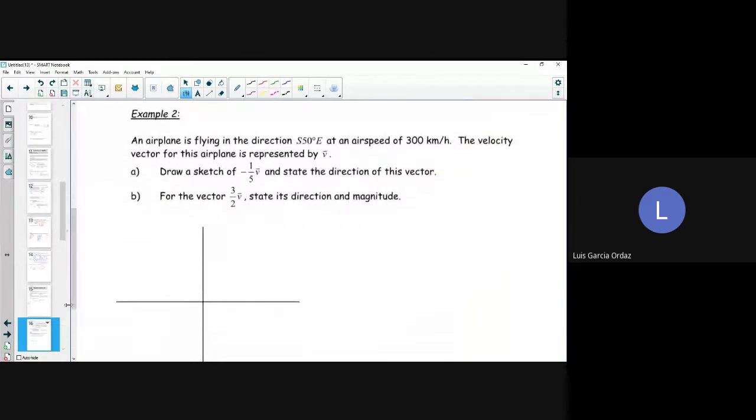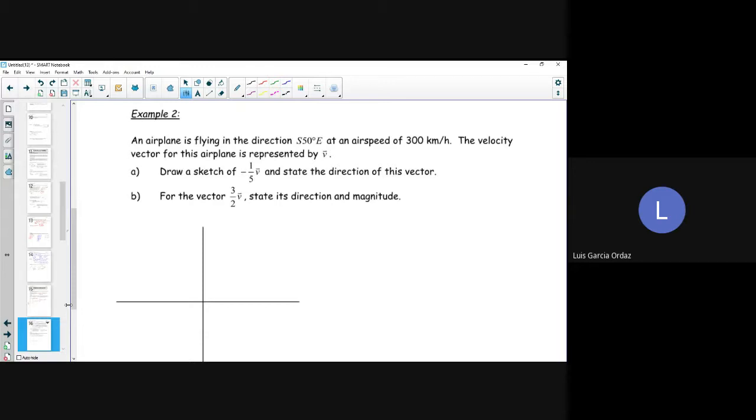So now we have example 2. An airplane is flying in the direction south 50 degrees east at an airspeed of 300 kilometers per hour. The velocity for this airplane is represented by vector v. For question A, I want to sketch the vector -1/5 v and say the direction of this vector. And for vector 3/2 v, I want to state its direction and magnitude.